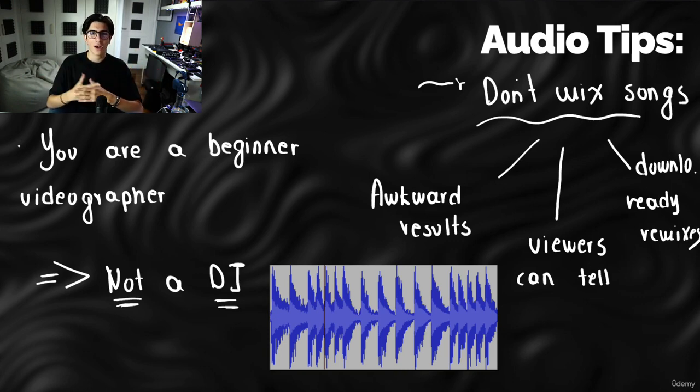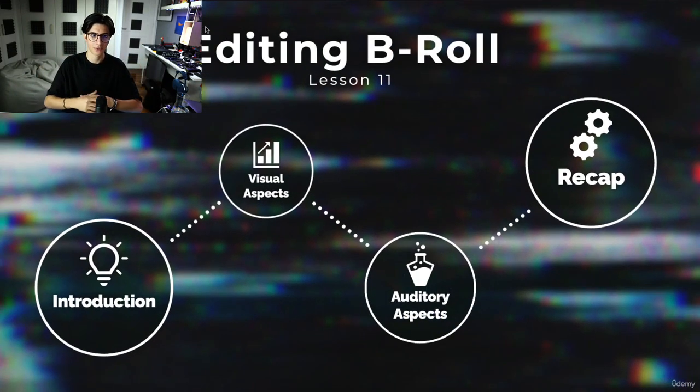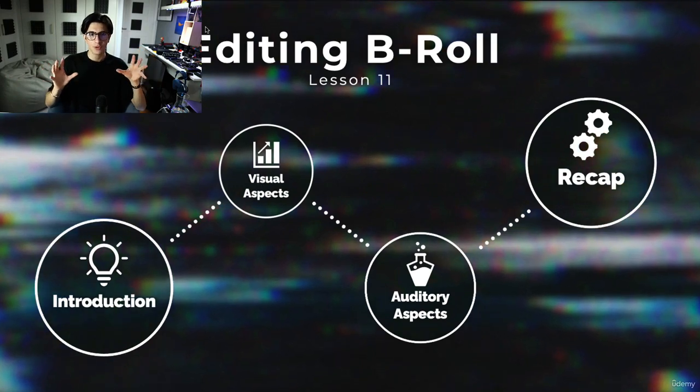The viewers can tell when songs are mixed and that it's not an original mix. And on top of that, there are many already shot and edited remixes of songs on YouTube. So I don't understand why you can't just download a remix from YouTube and you need to mix it by yourself. So this was the final tip that I had to give you, to not mix songs by yourself in your editing software. Now this is pretty much lesson 11.